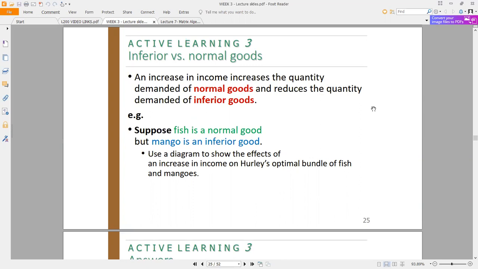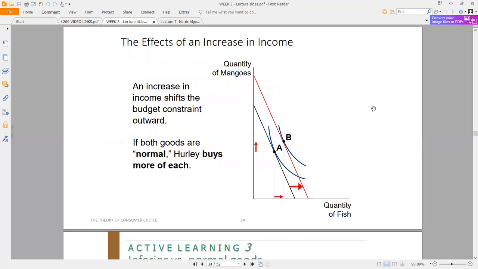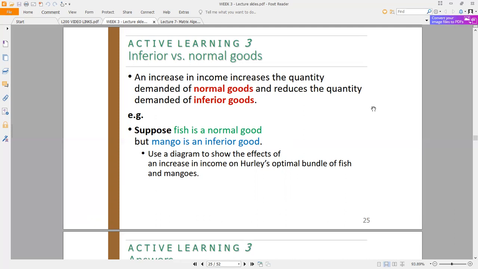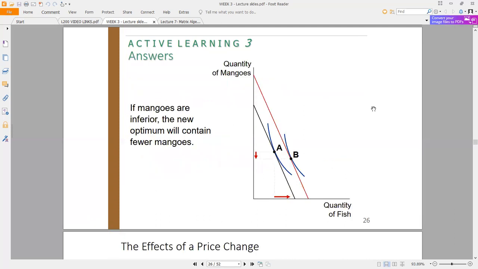So now let's look at what happens to the optimal bundle, the optimal combination of mangoes and fish, if mango is an inferior good and fish is a normal good. In the diagram that we looked at initially, both mango and fish were normal goods. What if now it's only fish that's a normal good and the mango is an inferior good? We want to use the same diagram to show how the optimal bundle for fish and mangoes will be affected after an increase in income. Now, mangoes are inferior goods. Let's not forget about that. It's only fish that's a normal good.